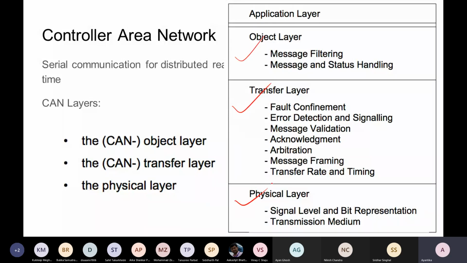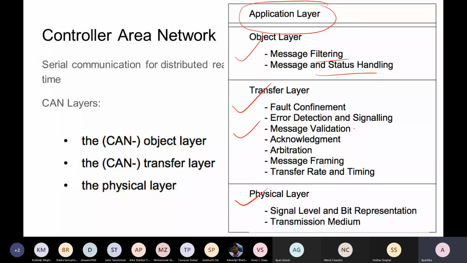Object layer means what? Whenever you are getting some data from your application layer, that means you're writing some application, maybe some mail or some code base, the data is coming. How are you modifying that data? How are you filtering that message or updating that message to be suitable enough to process to the next level? That is the functionality of the object layer.